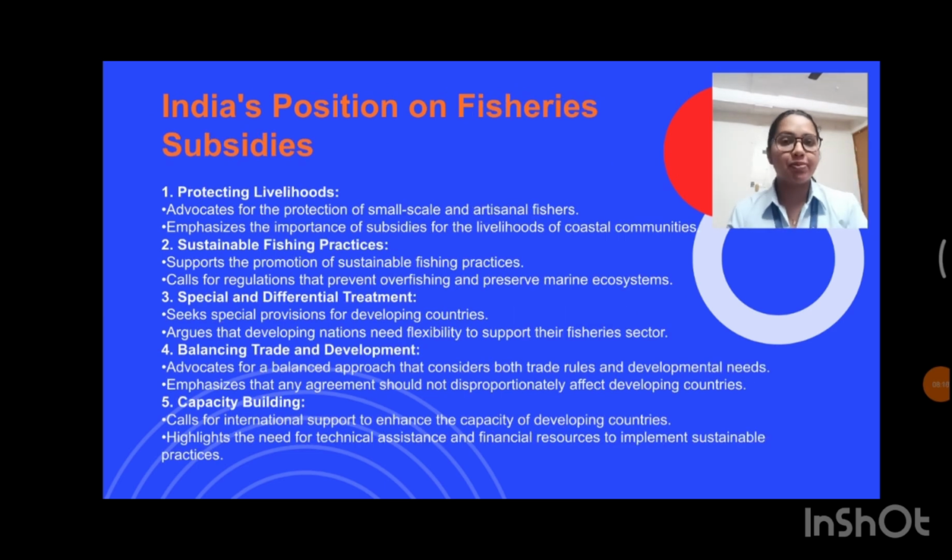Now, for fisheries subsidies, India advocates for protection of small scale and artisanal fisheries. India emphasizes the importance of subsidies for the livelihood of coastal communities, and also supports the promotion of sustainable fisheries practices and calls for regulations that prevent overfishing and preserve marine ecosystems. India also argues for special and differential treatment for developing countries, and also that there should be a balance in trade and development. India also calls for international support to enhance the capacity of developing countries.